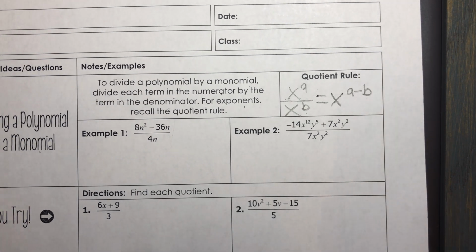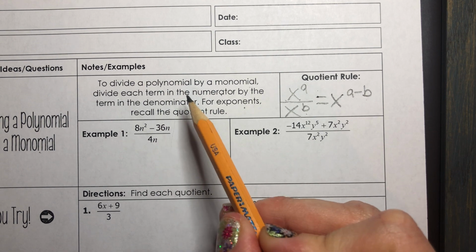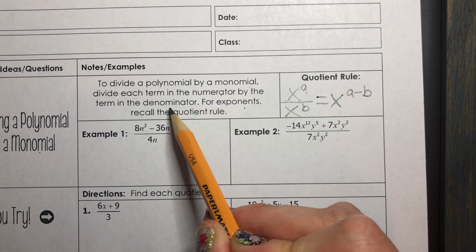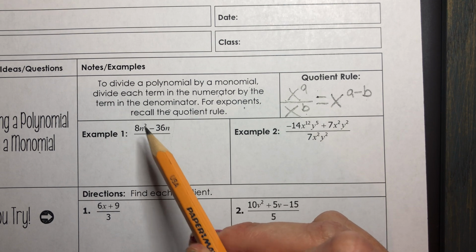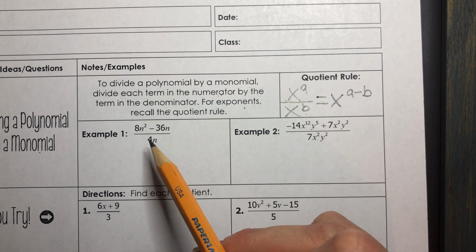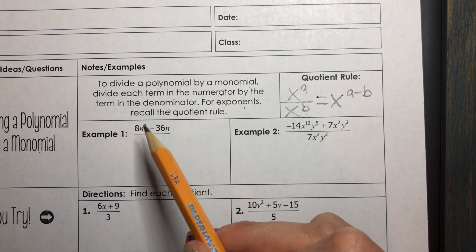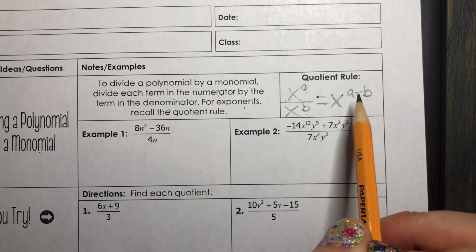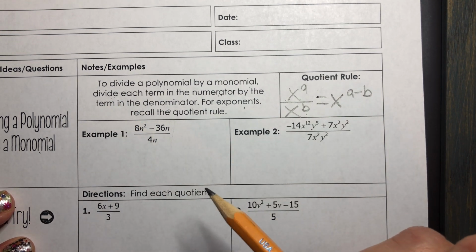We've got example 1. Now it says up here, divide the coefficients, all right, divide the term in the numerator by the term in the denominator. So the division is going to come from the numbers in front, okay? These coefficients, these numbers that are in front of the letters. Now we've got the same letter, letter N, so we can go ahead and subtract the exponents, but we are going to divide the numbers in front of our variable.